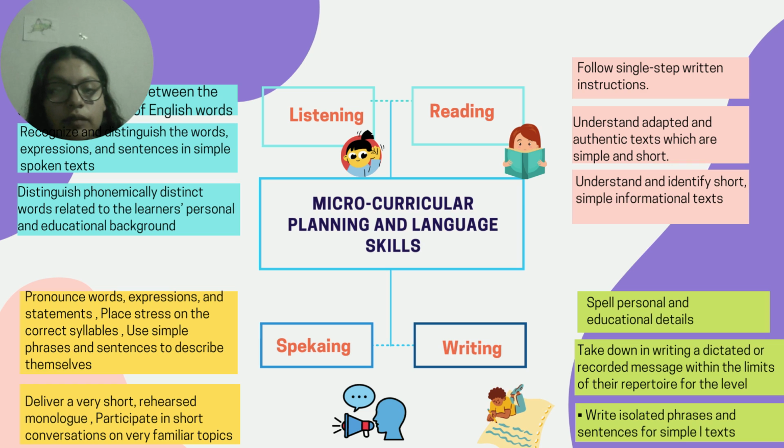And finally, here we have writing that is related to spelling personal and educational details, for example, names, numbers, dates, and others. Take down in writing and dictate or record messages within the limits of the repertoire for the level. And also writing select phrases and sentences for simple informational text, as I mentioned before, some examples, labels, messages, forms, or cards. And finally, carry out correspondence, for example, emails with a partner by giving and eliciting personal and educational information.